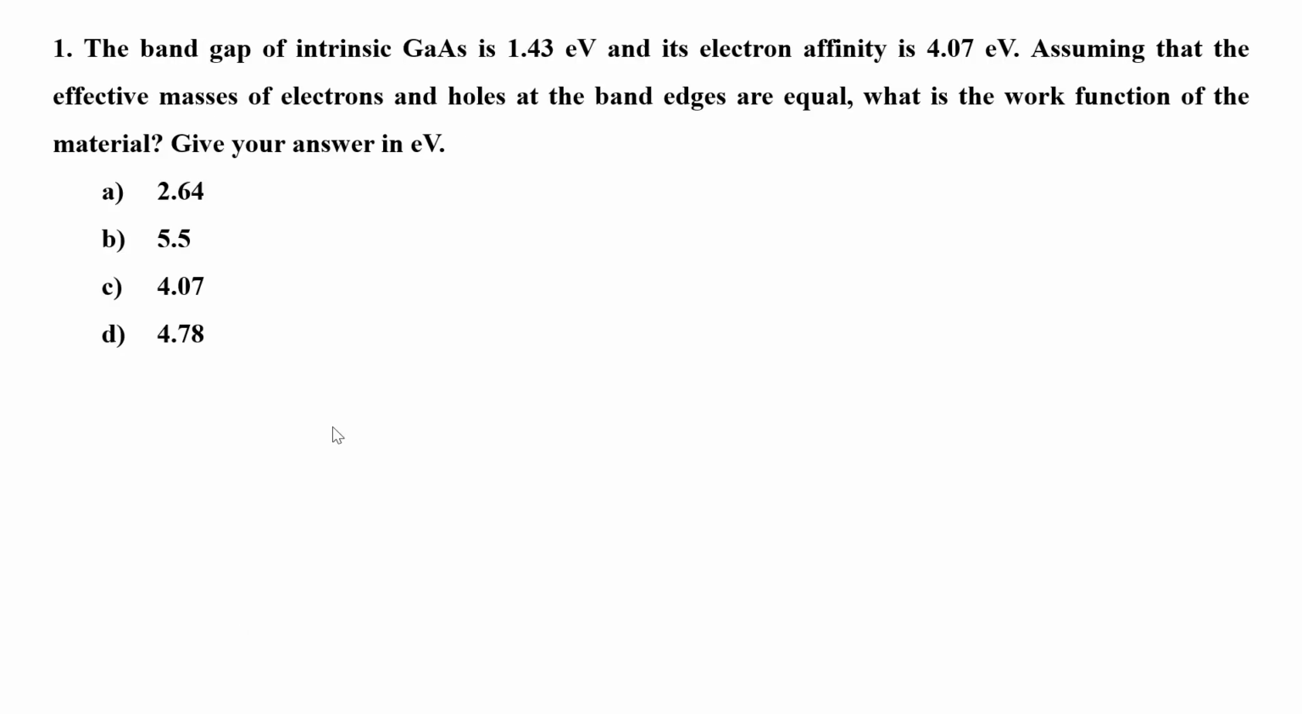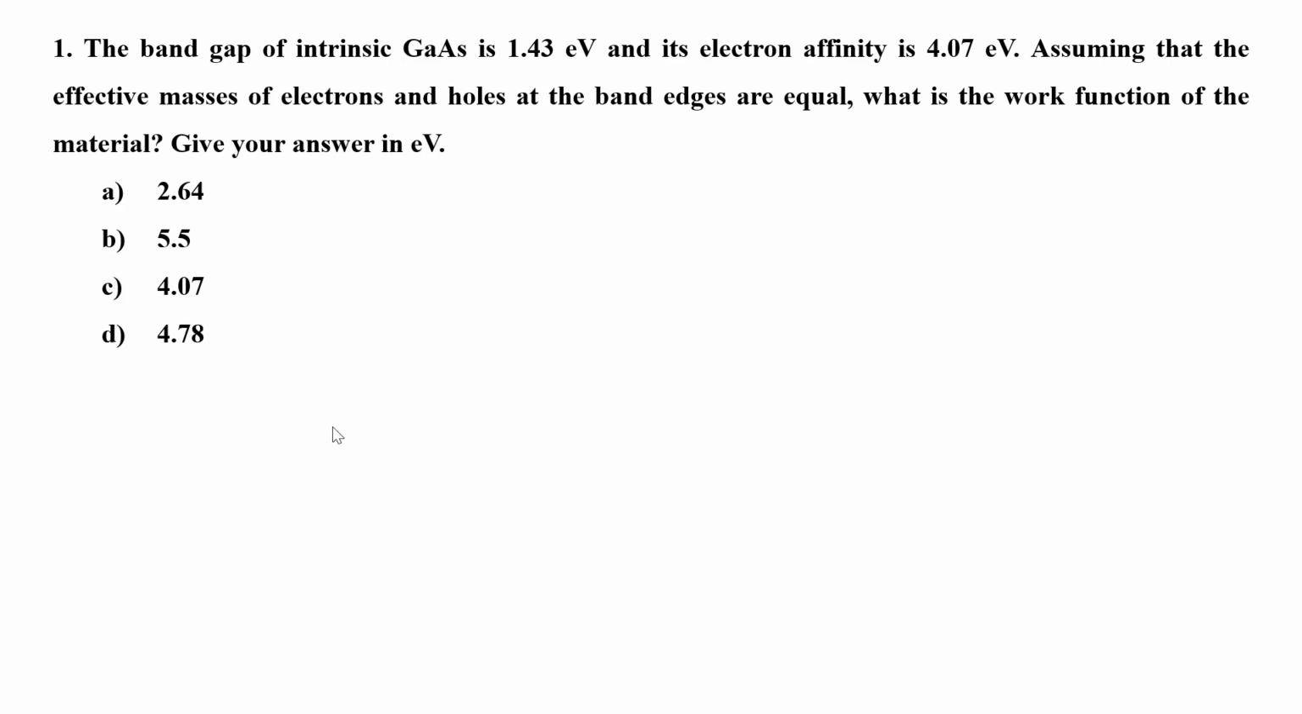So let us move to the next question. This is a problem, and I want every one of you to try to solve it. The band gap of intrinsic gallium arsenide semiconductor is 1.43 electron volt. Electron affinity, chi, is given as 4.07 electron volt. Assuming that the effective masses of electrons and holes at the band edges are equal, what is the work function of the material? In the first question, we saw what band gap, electron affinity, and work function are, so you have to use that idea.